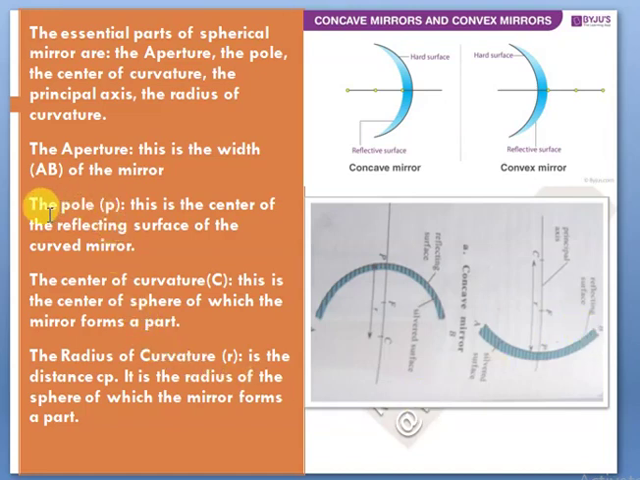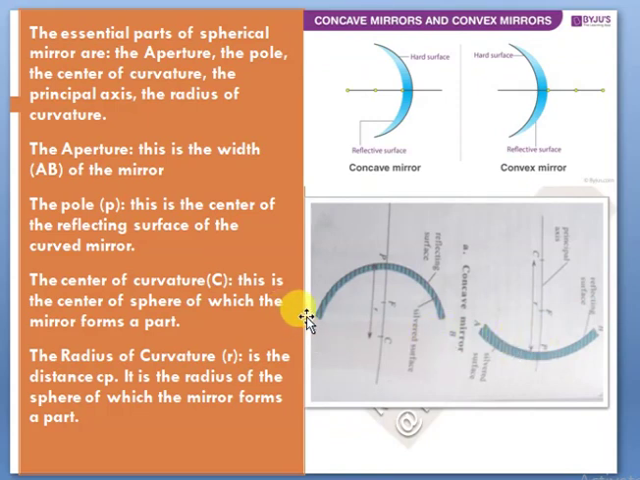Then we have another essential part of this spherical mirror, the pole. The pole is the center of the reflecting surface of the curved mirror. Now remember the reflecting surface. Now look at your concave mirror. The inside part is the reflecting part. Now the center of it is labeled what? P. So this center P of the reflecting part is your pole.